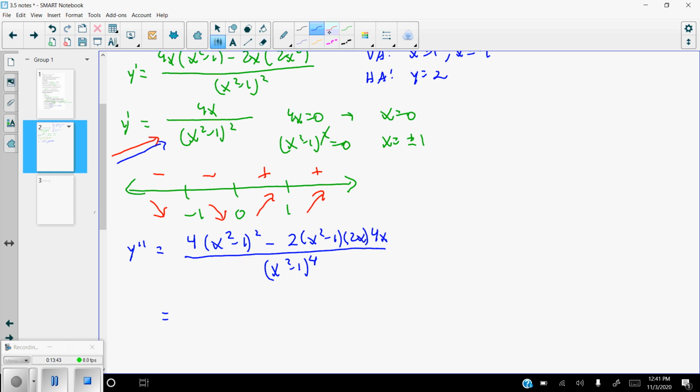So again, it looks like I've got an x squared minus 1 in every term. I can get rid of that one. I can get rid of one of those, which leaves me with one factor, and then I can get rid of one of those, which leaves me with 3 factors. So when I rewrite that, it's going to be 4 times x squared minus 1 minus 2 times 2x times 4x, all divided by x squared minus 1 cubed.